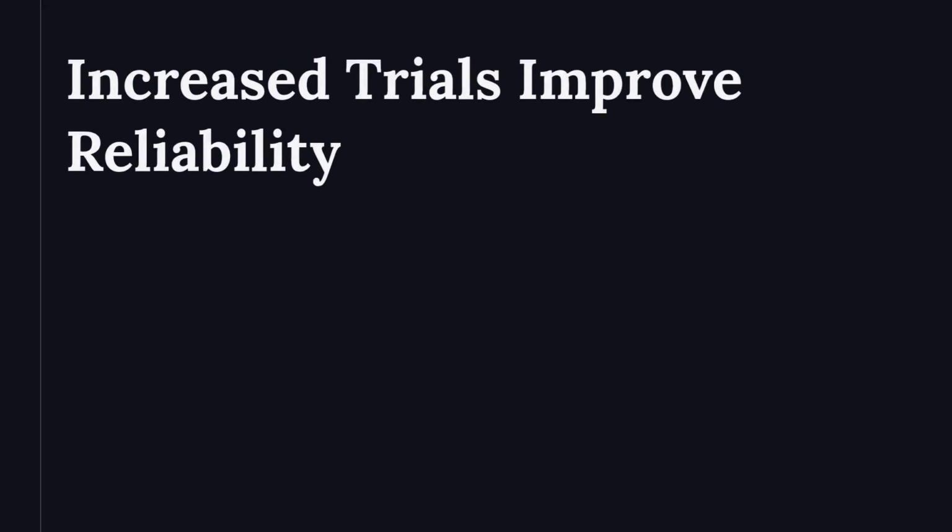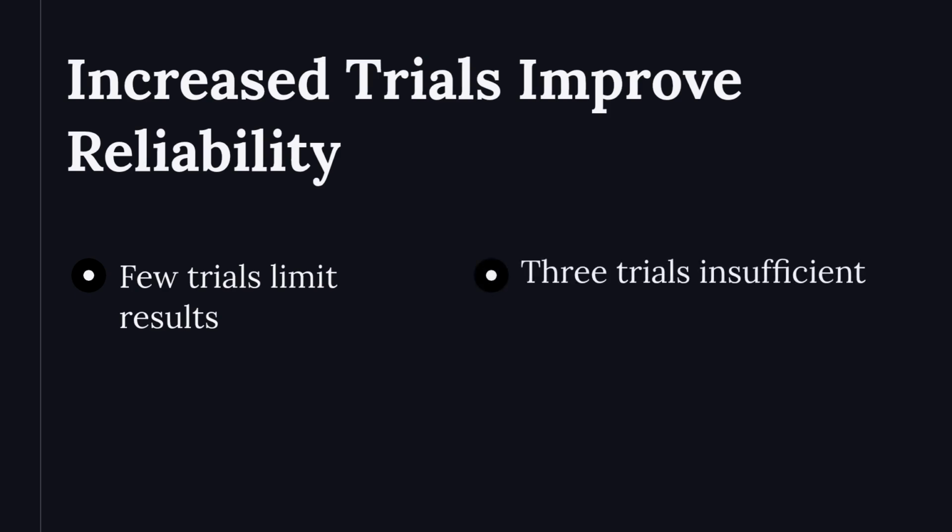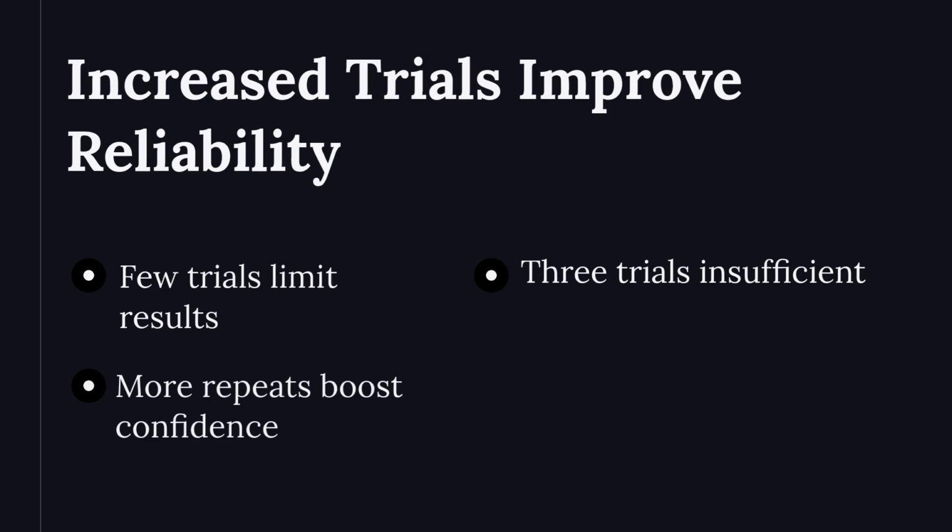Conducting only a few trials limits reliability. For instance, only 3 trials per condition may not confirm consistency. More repeats increase confidence in results. It allows for better anomaly identification. Acknowledge this to strengthen your evaluation.